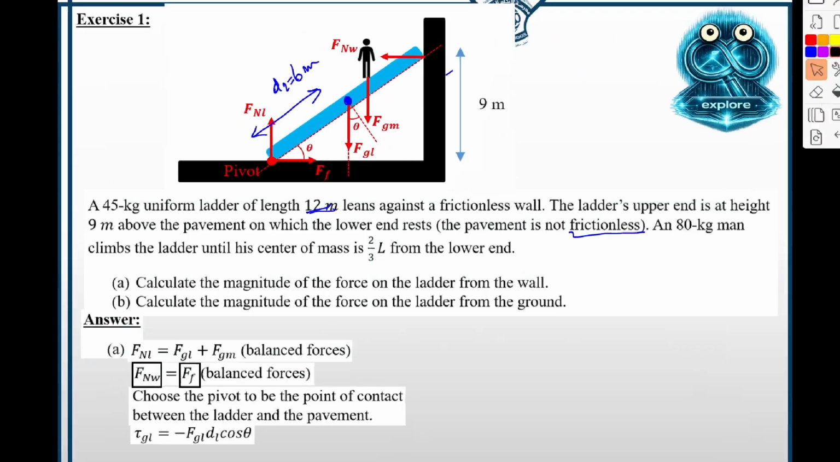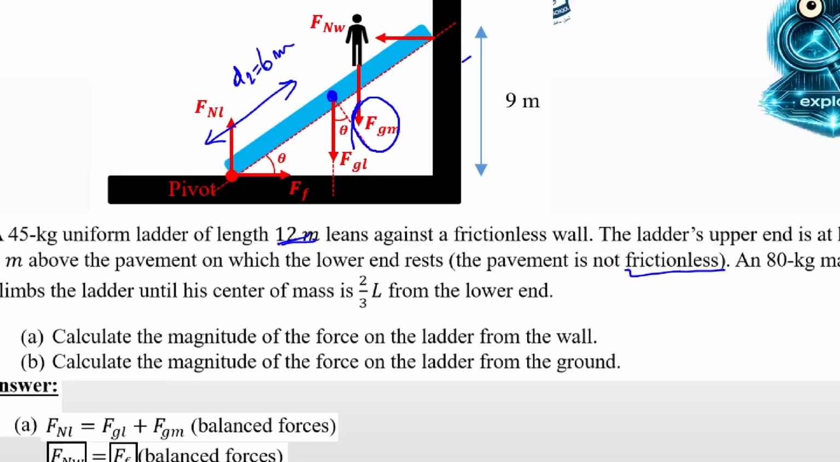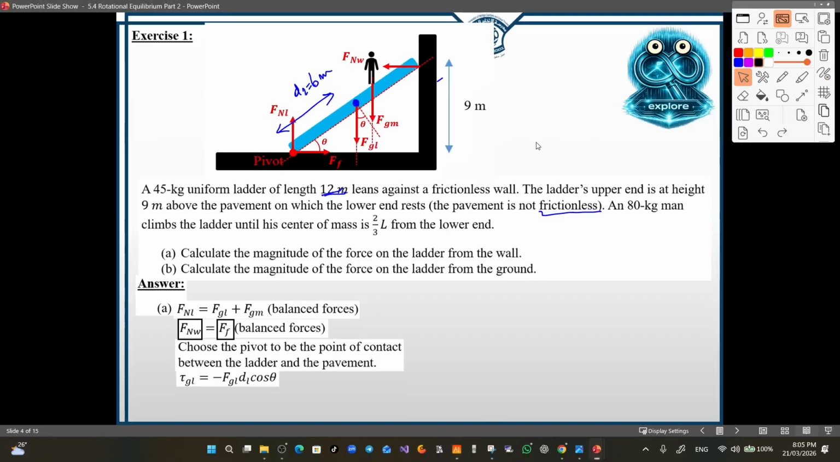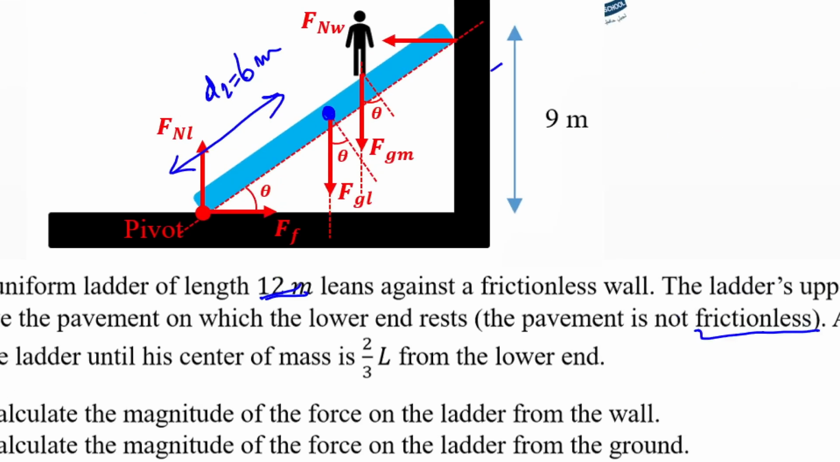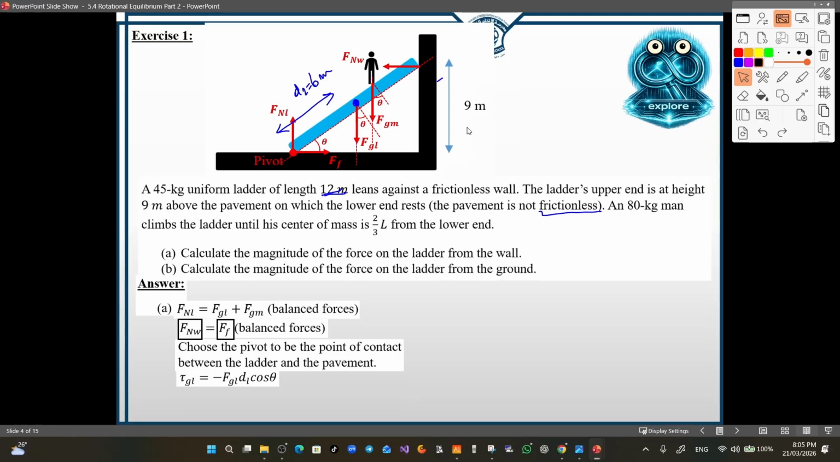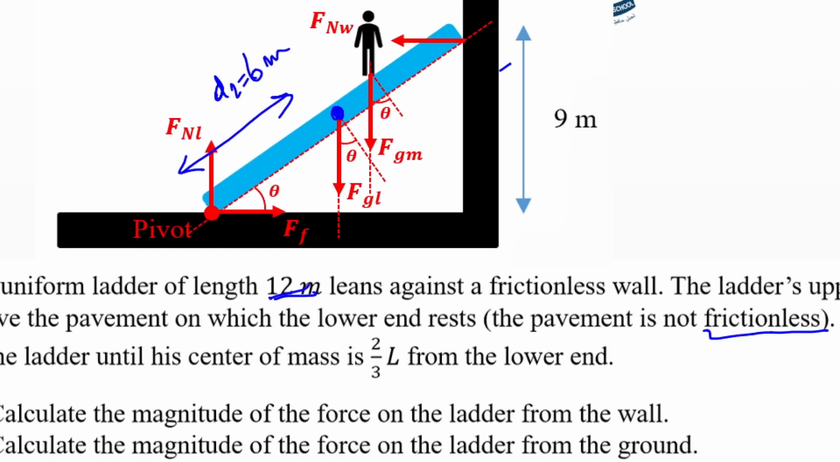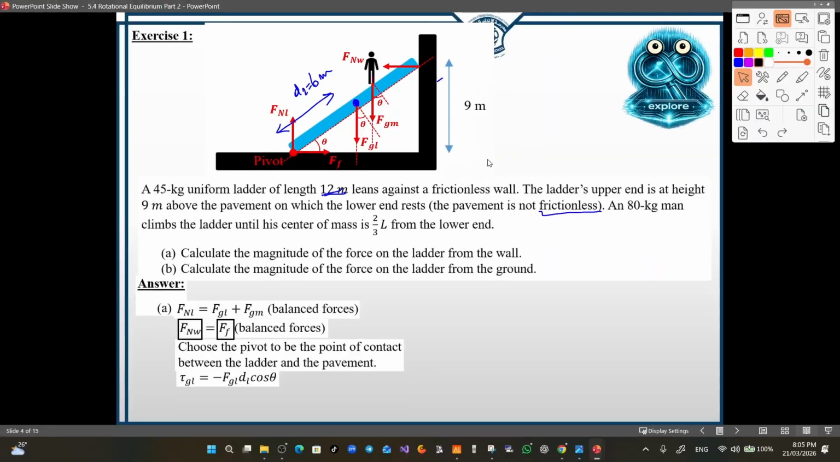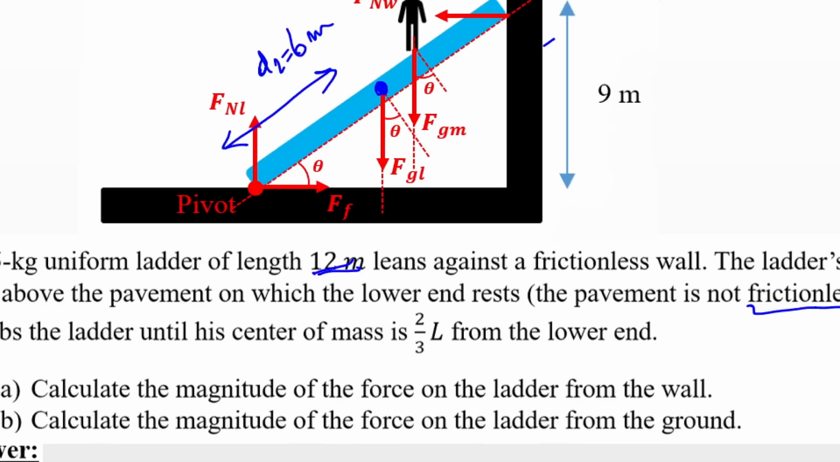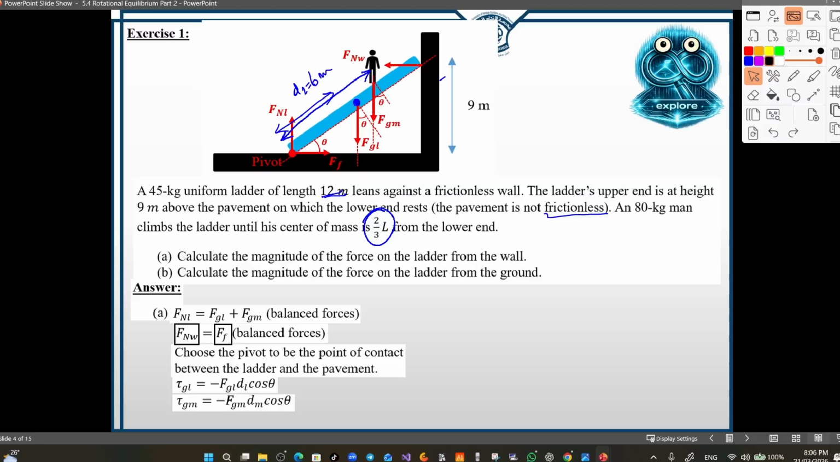Now the second torque is this one. We're going to apply the same thing. We will draw the line of action and the tangential direction, and here we will find that the angle is theta. Now this force is also rotating the ladder in this direction. This is clockwise, and it means the assigned sign should be minus. So we get minus FGM multiplied by DM, and DM represents the distance between the man and the pivot. This distance is given by 2/3 of the length. Let's call it DM.